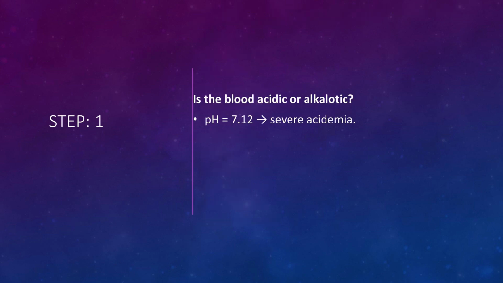Stepwise interpretation. Step 1. Is the blood acidic or alkalotic? pH 7.12 denotes severe acidemia. So this patient is severely acidotic.